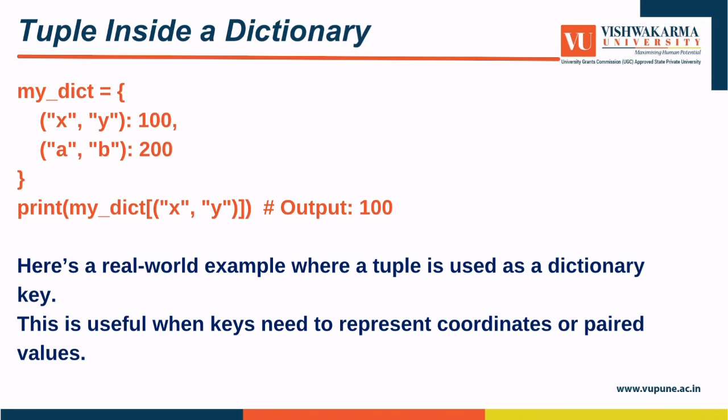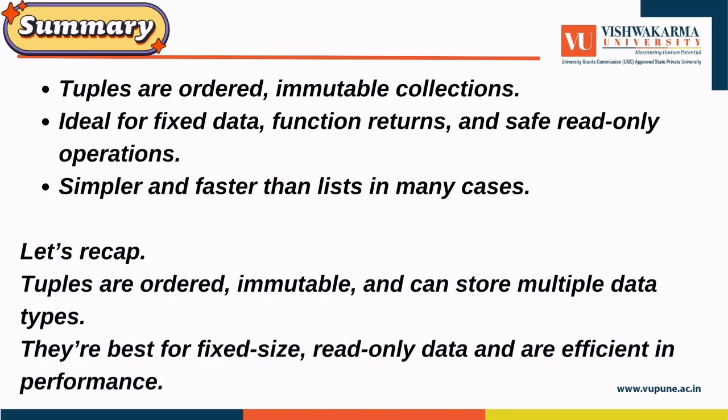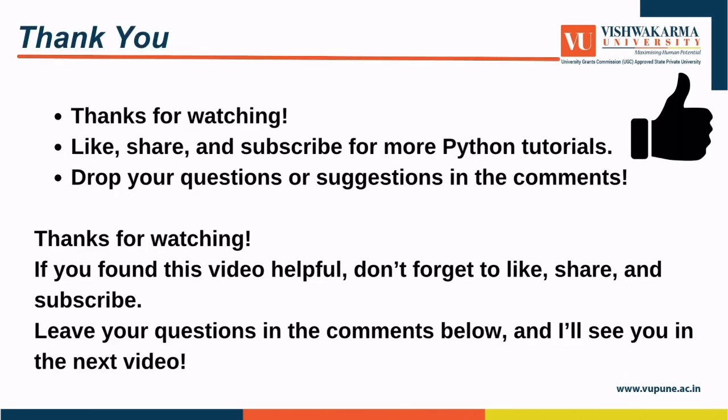Now we will see the summary for tuples. The summary is: tuples are ordered, immutable collections, ideal for fixed data, function returns, and safe read-only operations. Simple and faster than lists in many cases. Let's recap. Tuples are ordered, immutable and can store multiple data types. They are the best for fixed-size read-only data and are efficient in performance. That's it for the summary of tuples.